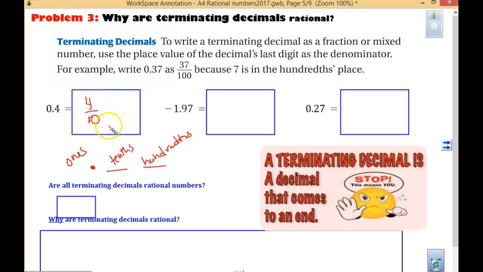One of the first questions in your homework is this simple. 4 tenths, right? We could simplify that. Both are divisible by 2 to be 2/5. I would take either answer, 4 tenths or 2/5.